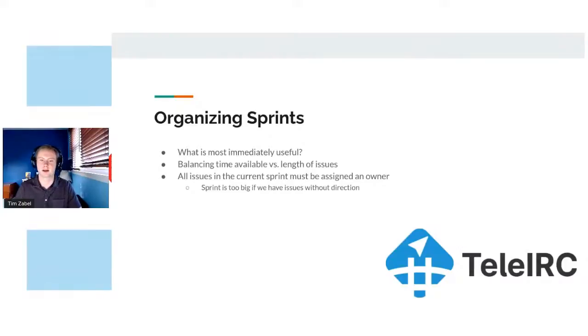Because if you don't have an owner with an issue that is directly in the sprint that you're working with, that means your sprint is a little bit too big, and you can't really guarantee that an issue is going to be worked on if you don't immediately have an owner at the start of the sprint.